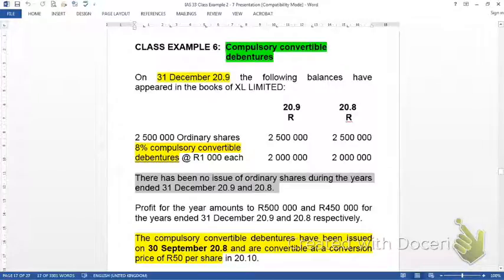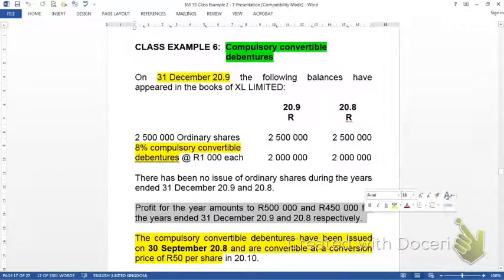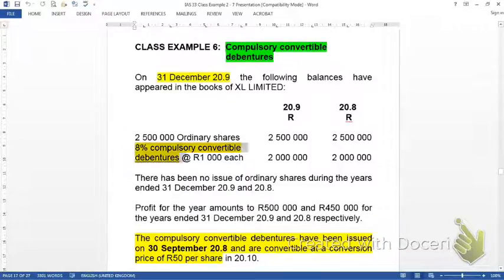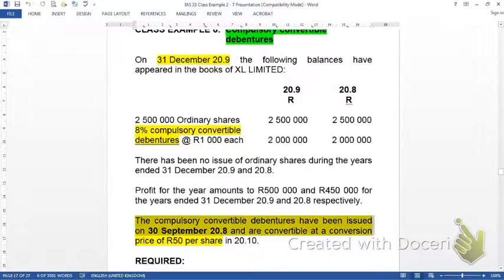And let us have a look at the earnings. The profit for the year was 500,000 and 450,000 respectively. And then we look at the 8% compulsory convertible debentures. At 1,000 Rand each, it doesn't at this stage really matter how it looks, but that will give us 2 million rands in issue. So what we have to now look at, this paragraph.